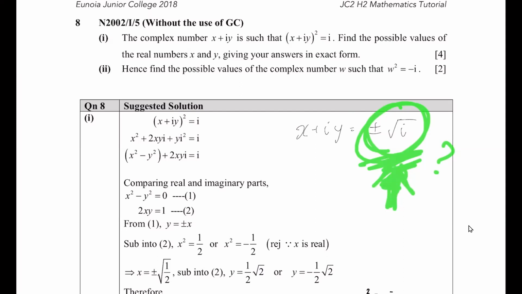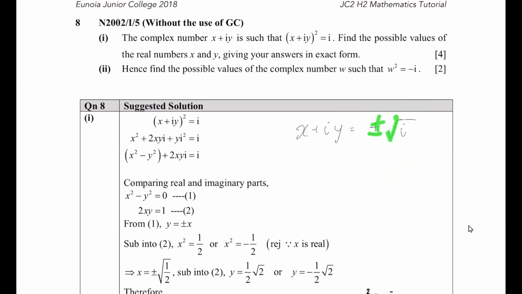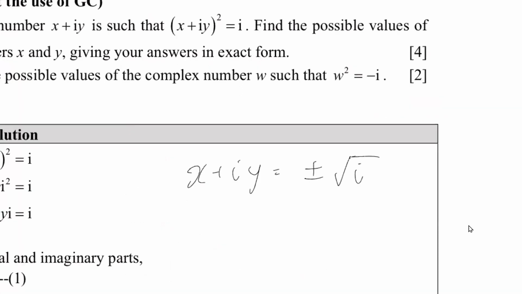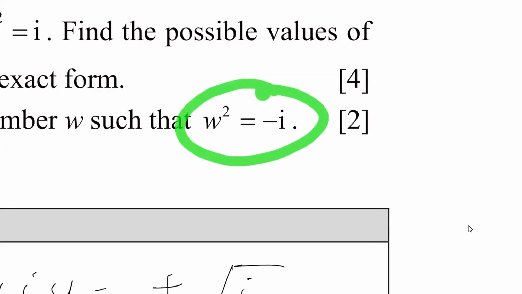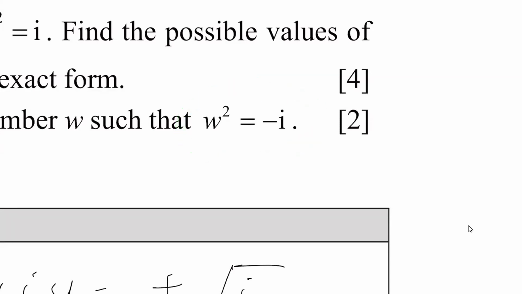Read it out. Plus minus the square root of i. Yes, plus minus the square root of i. So over here, can you see how it's related to plus minus square root of i? Almost. Got a square here, got i here. Why don't we just take the square root on both sides, plus minus? Can we do that? Yes, you can.